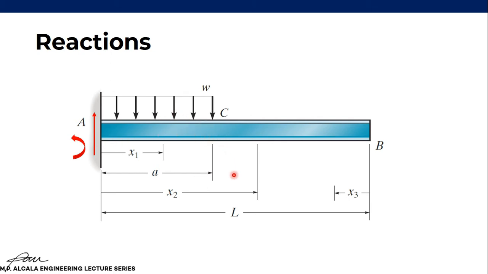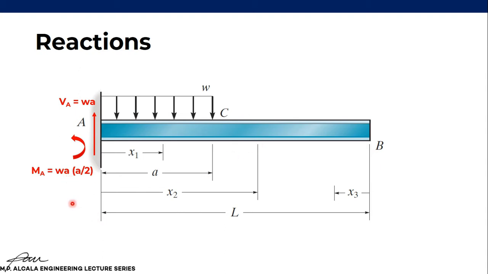So the distributed load is equivalent to W times A, with W in this case multiplied by its length, applied at the center of length A, so at A over 2. And the moment is simply, as I said earlier, the moment arm equivalent to the centroid, A over 2, multiplied by the value. That will be a counterclockwise moment giving us a positive WA multiplied by the moment arm A over 2.